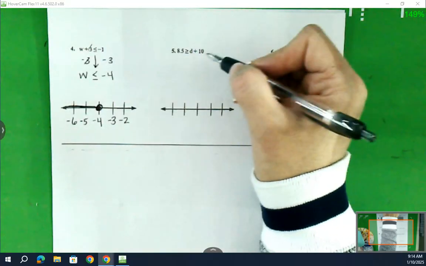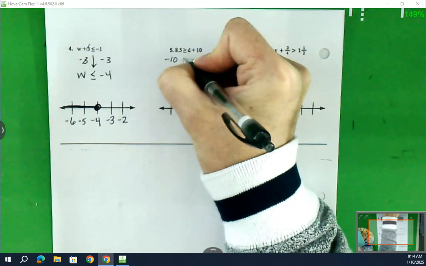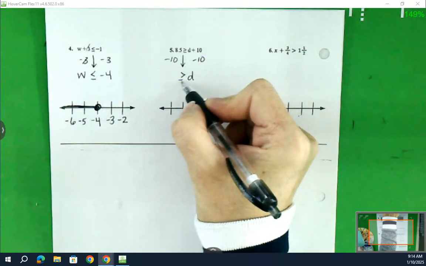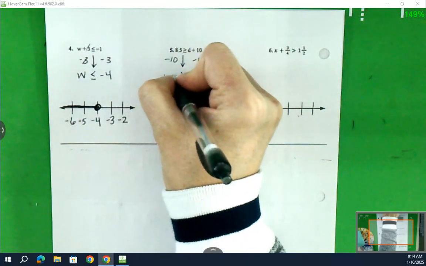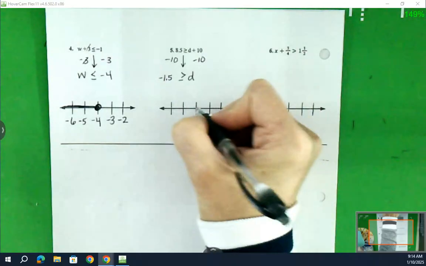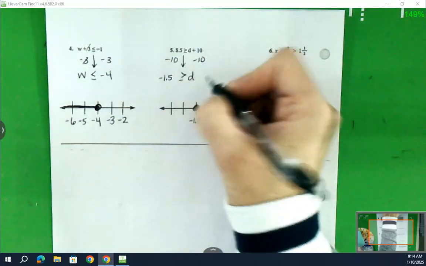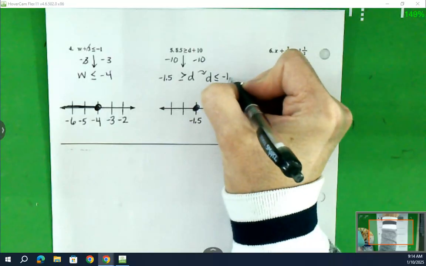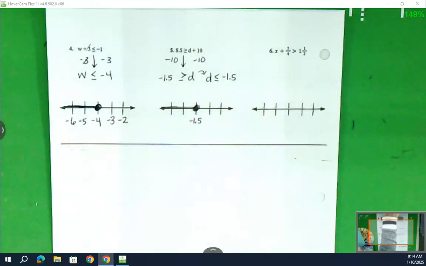All right, number 5, we have d plus 10, so we're going to subtract 10 on both sides. Lining up that inequality, we get d is less than or equal to 8.5 minus 10, which is negative 1.5. So we're going to have negative 1.5 in the center here. We are shading it in, and d is less than this amount. So if you want to rewrite it, d is less than or equal to negative 1.5. Then we're going to shade to the left here.